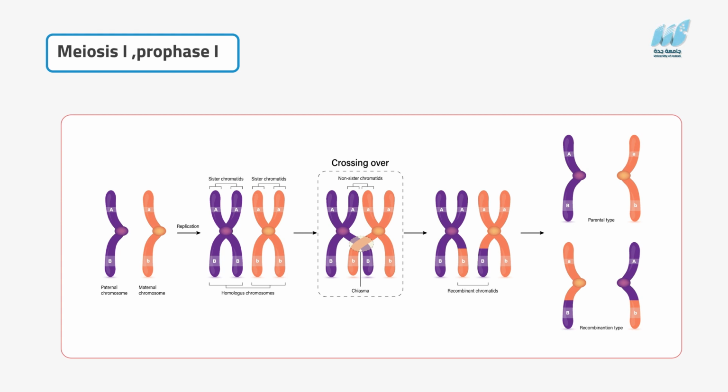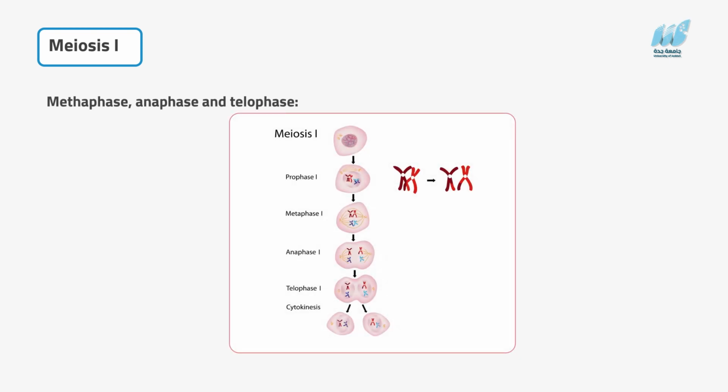This happens when homologous segments of DNA are exchanged between non-sister chromatids of each pair of homologous chromosomes, as shown in the picture, thus ensuring that none of the gametes produced by meiosis will be identical to another. This independent assortment allows maternal and paternal chromosomes to become shuffled during formation of the gametes. After prophase, other stages including metaphase, anaphase, and telophase occur and end up with two cells that are genetically different.